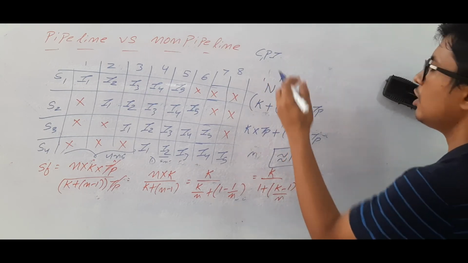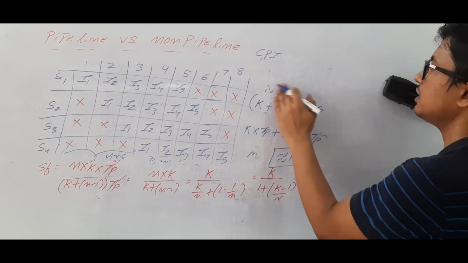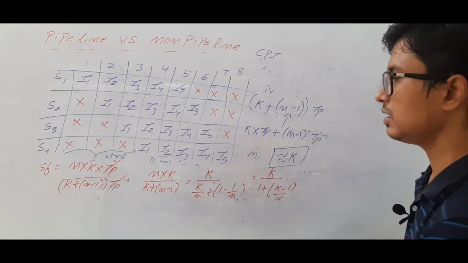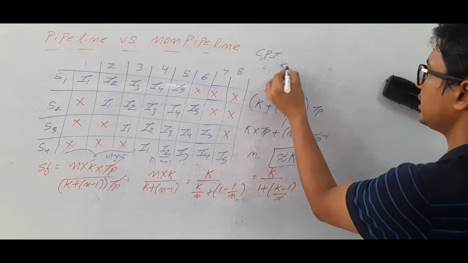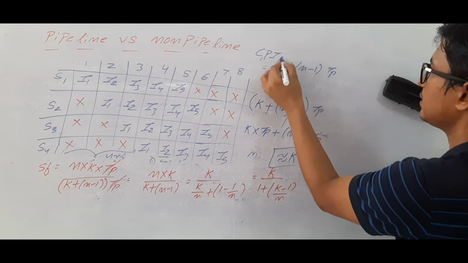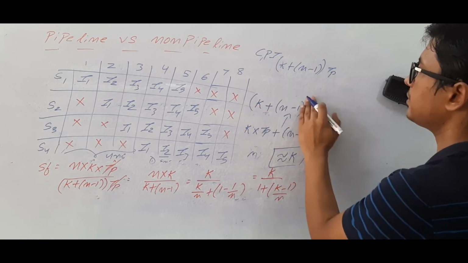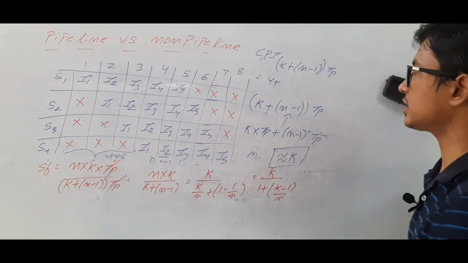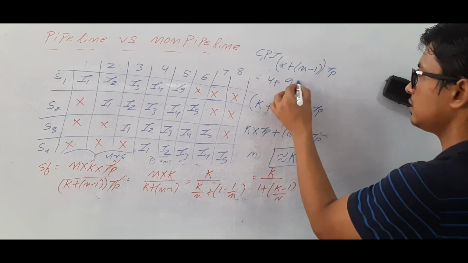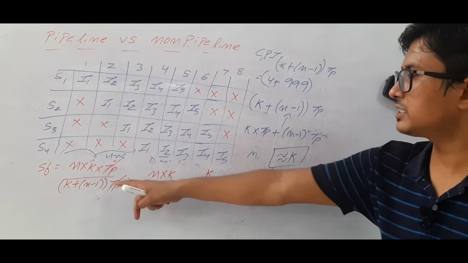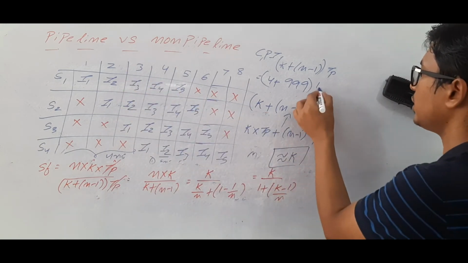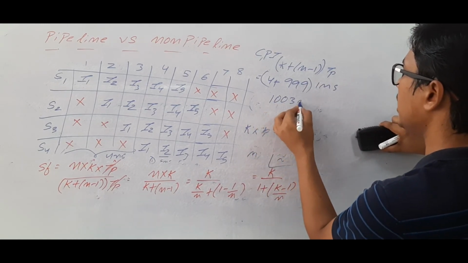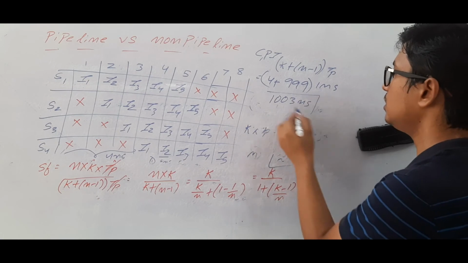So let's see how many cycles per instruction it will take. To execute 1000 instructions on a 4 stage pipeline, it will be (k plus n minus 1) into TP. Am I right or wrong? Here I am taking k value as 4 because it is a 4 stage pipeline, and I want to execute 1000 instructions. So 1000 minus 1 is 999. Each instruction in one stage finishes in 1 nanosecond. So how many nanoseconds can I finish in? In 1003 nanoseconds I am able to finish the 1000 instructions.